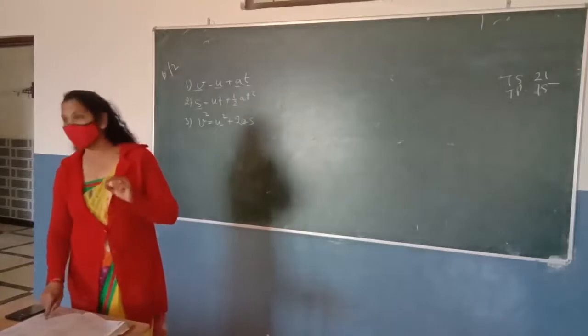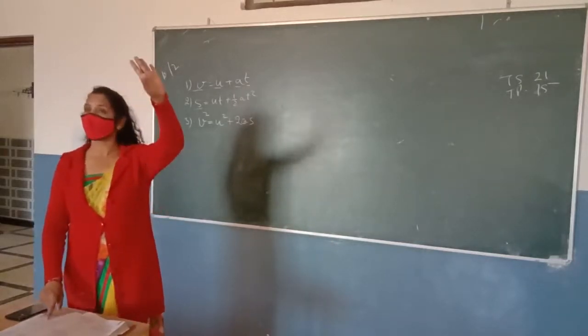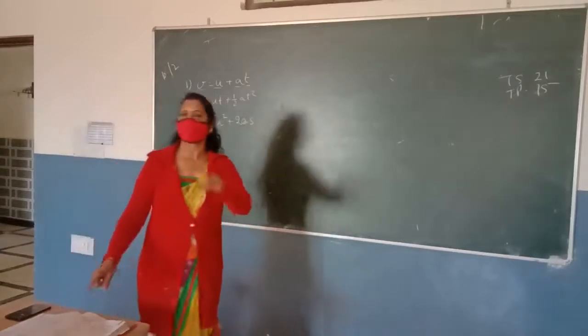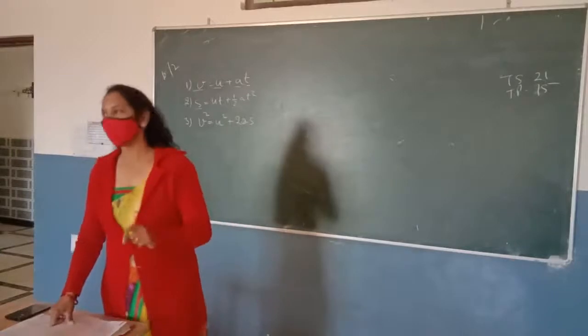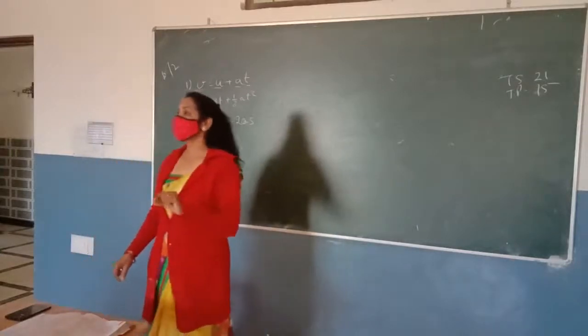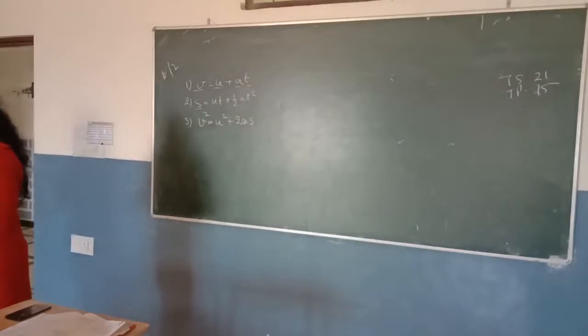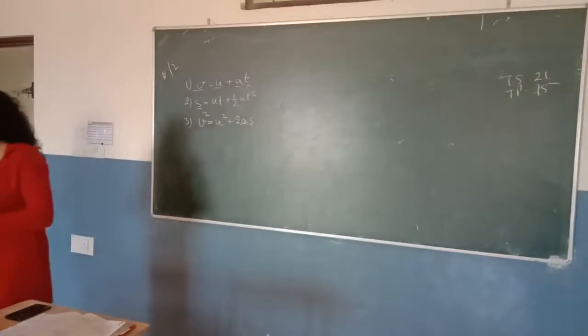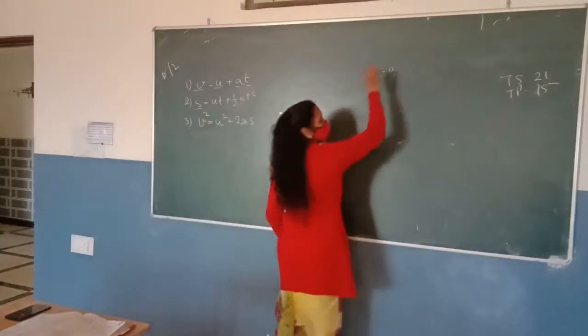A bus starting from rest. Do you know what is the meaning of saying that the bus is starting from rest? Very good. If it is given that the bus or any body starts from rest, it means the initial velocity of the body is 0. Clear? So u is equal to 0 in this question.